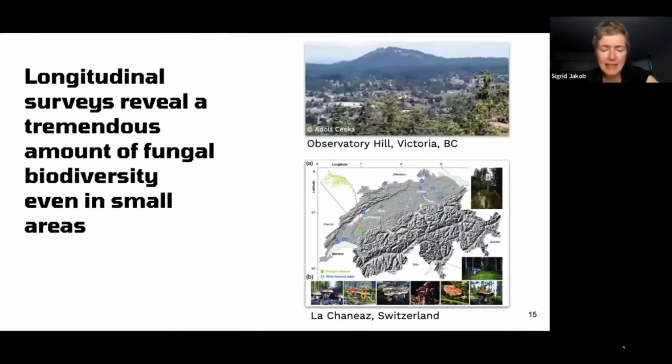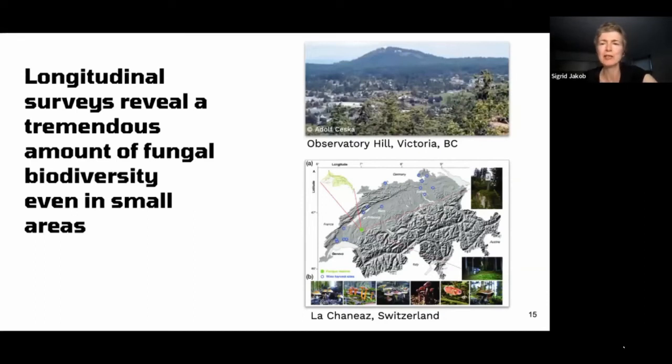The other thing is, this doesn't have anything to do with sequencing yet. Longitudinal studies reveal that there's a tremendous amount of fungal biodiversity in the world, even in small areas. These are two landmark studies, one at Observatory Hill by the Cheskas in Victoria, BC, one in La Chanias in Switzerland. Both surveyed really small areas, like 200 acres or less. That's like a quarter of Central Park, and found up to and over 1,000 different species in just these tiny little areas. So we know that there's a ton of fungal biodiversity all around us.